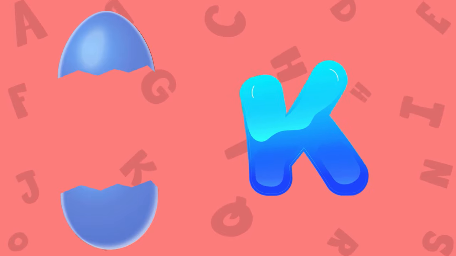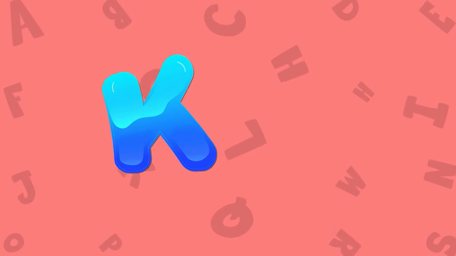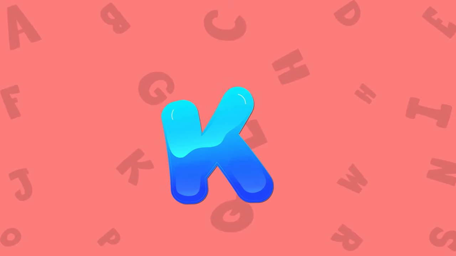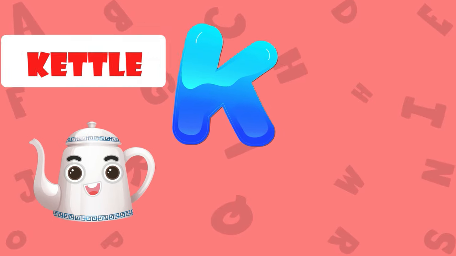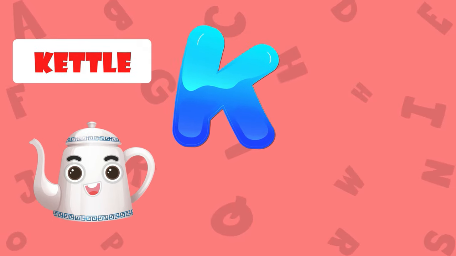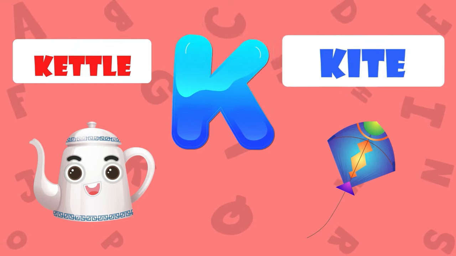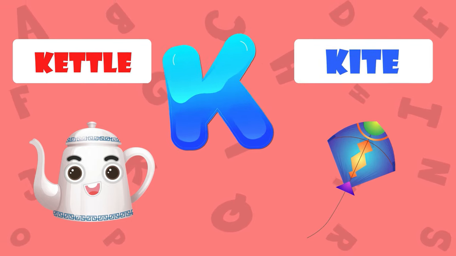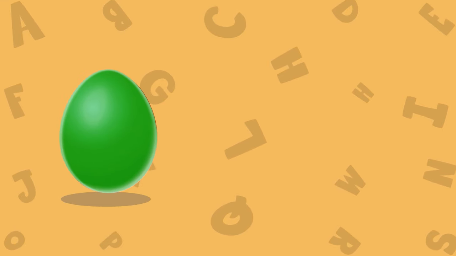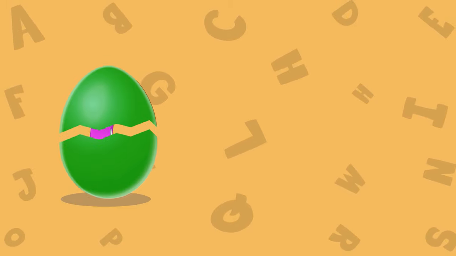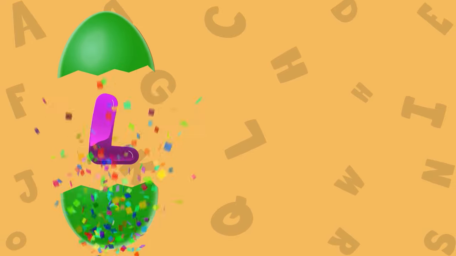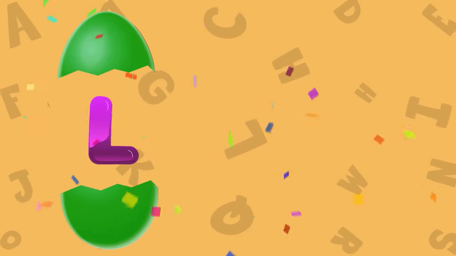Inside the blue egg, there is the letter K. K is for cattle. K is for kite. Now let's open the green egg and see what's inside. Open, open, open! Surprise! It's a letter L.